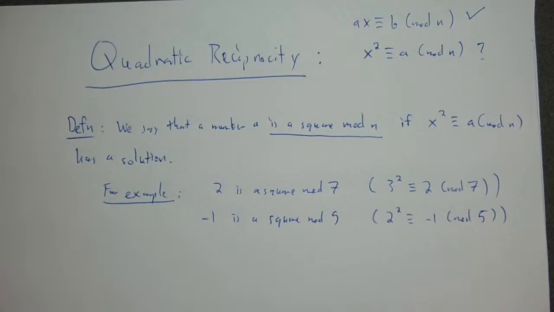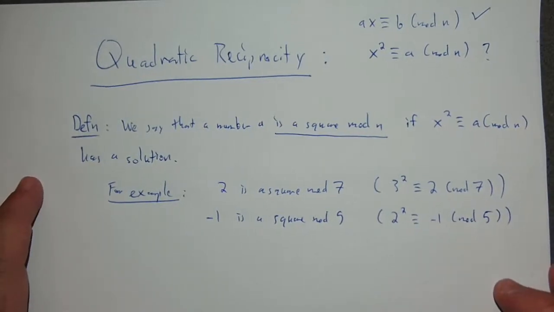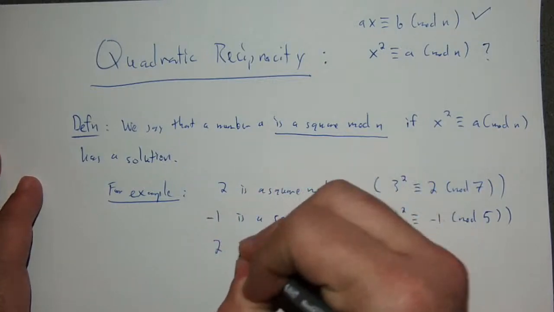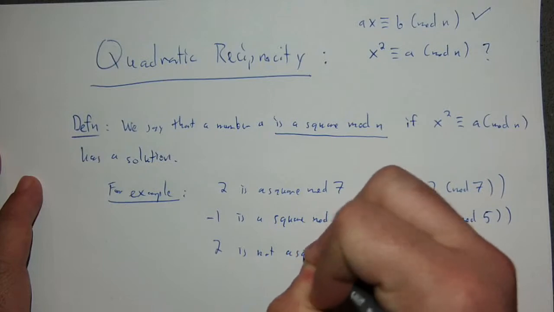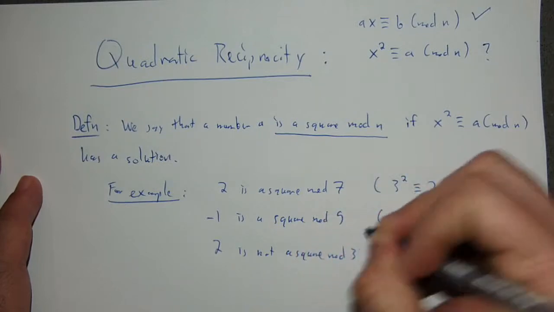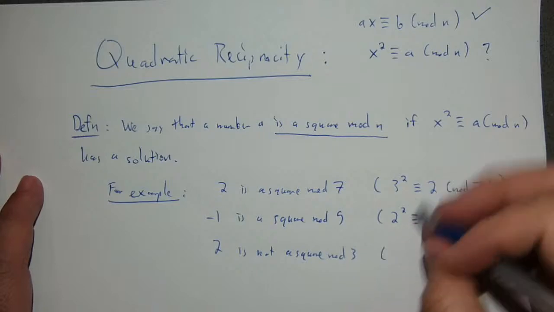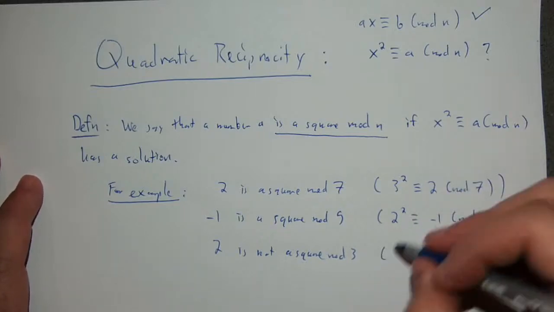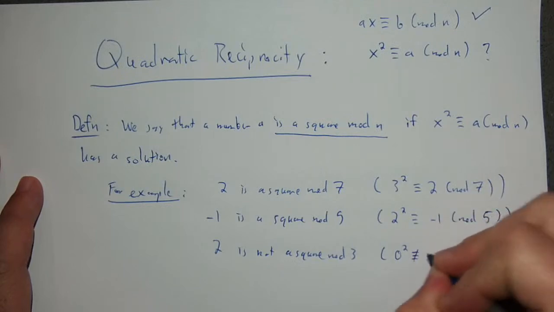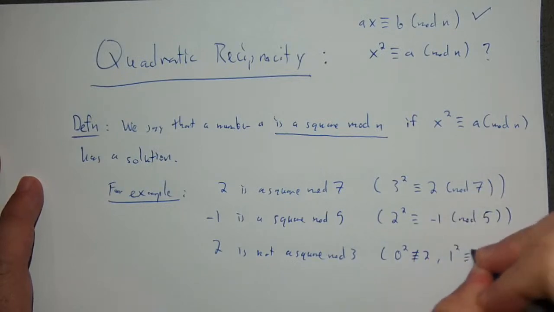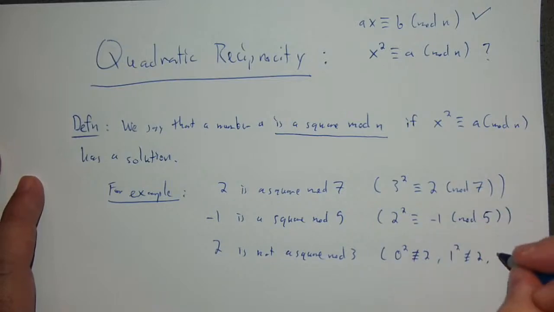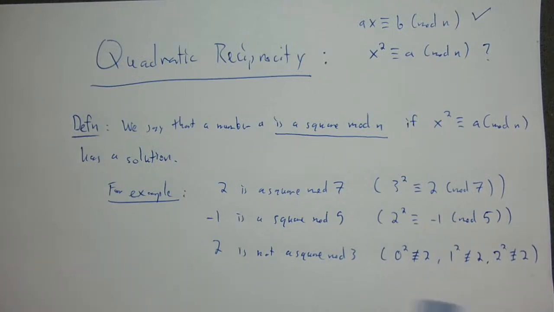But 2 is not a square mod 3, since you can just check. 0 squared is not congruent to 2. 1 squared is not congruent to 2. And 2 squared is not congruent to 2 mod 3. And those are your only options mod 3. So we just exhaustively checked, and none of those squares mod 3 were congruent to 2. So that's it.